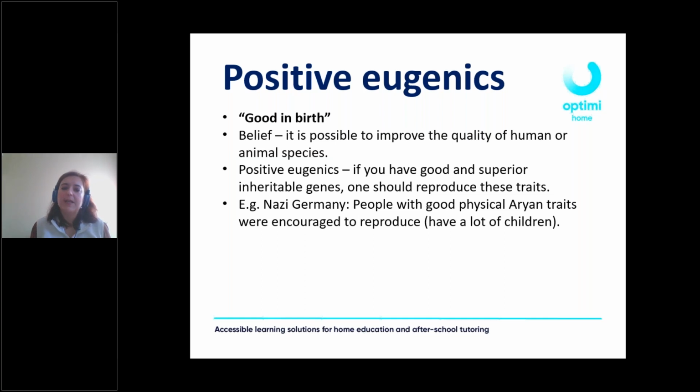So there's the example again. In Nazi Germany, people with good physical Aryan traits were encouraged to reproduce, have a lot of children. Now, Nazi Germany would also have a lot of propaganda where they used to promote this, to say that women should stay at home, they should have a lot of children, and they should take care of the families. So if you already have some of these characteristics, if you're tall and you're blonde and you are healthy, that you should reproduce. And this would lead to the growth of an Aryan race within Germany.